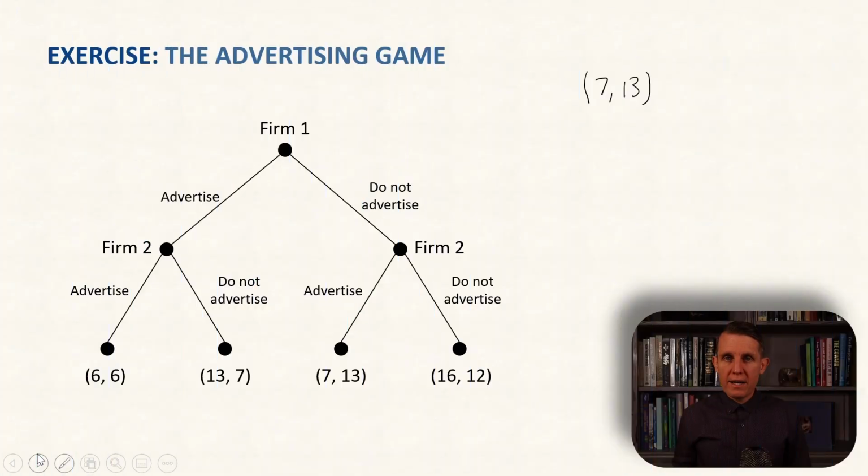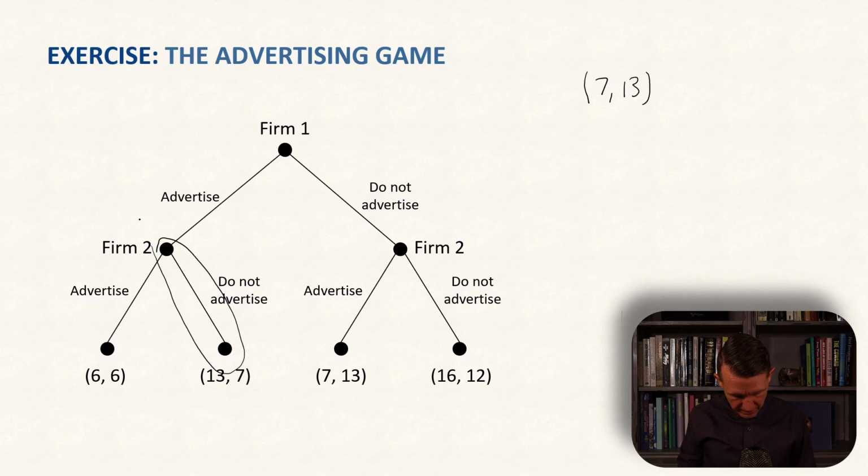Okay, so do we get a different outcome? Let's have a look at how to solve this using backward induction. I'm going to start with this subgame here, and I'm firm 2. My payoff is in the right hand tuple. Do I not advertise or do I advertise? Not advertising gives me a payoff of 7 and advertising gives me a payoff of 6, so I'm not going to advertise. That's going to be my subgame perfect equilibria. And I'm going to backpropagate the value 13 and 7 to this node.